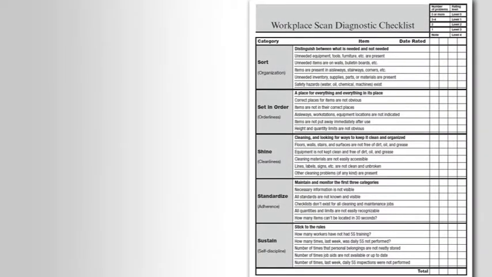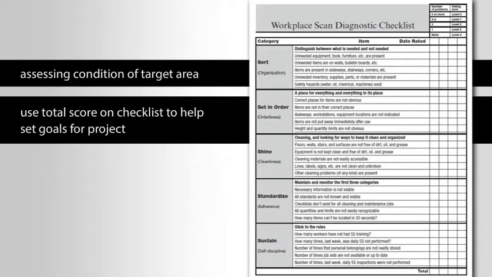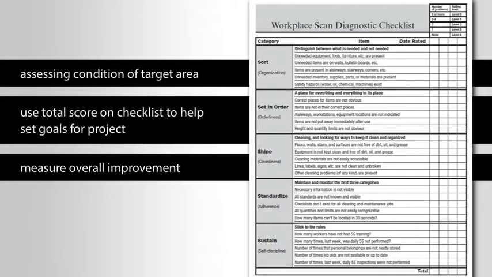The third element of the workplace scan is a workplace scan diagnostic checklist for assessing the condition of your target area. The resources section of this course includes a sample diagnostic checklist to use as a model. The 5S implementation team can adapt this checklist as needed to reflect actual conditions and concerns of the target area. You will use the total score on this checklist to help you set goals for the project and periodically measure the overall improvement you are making.